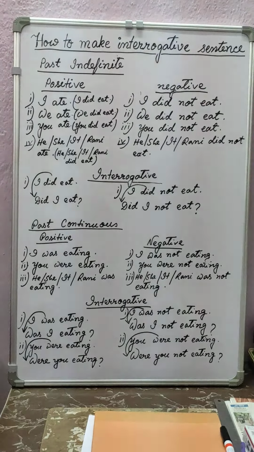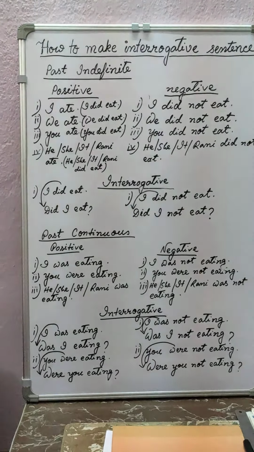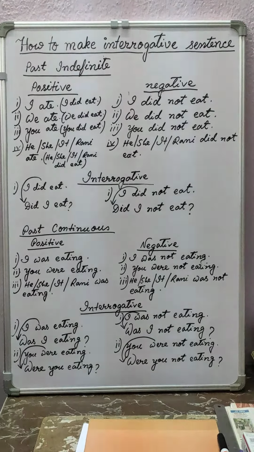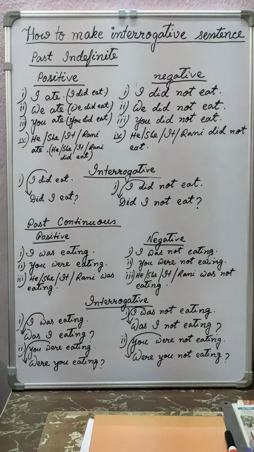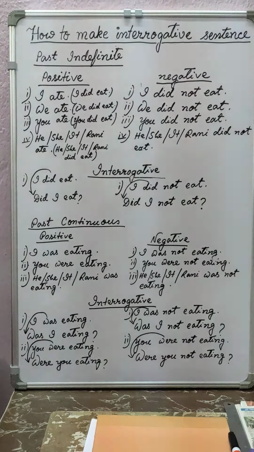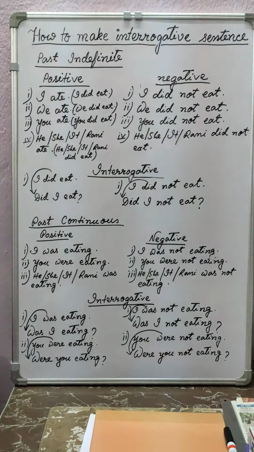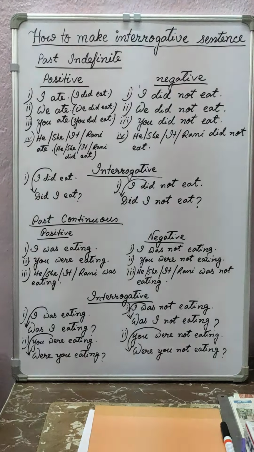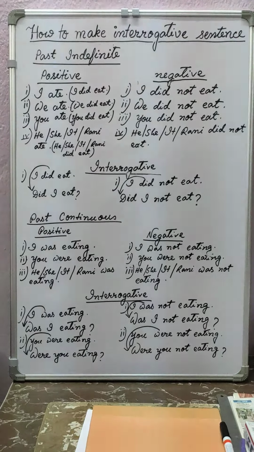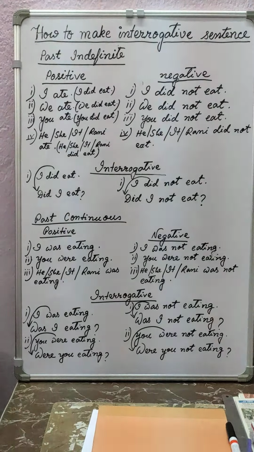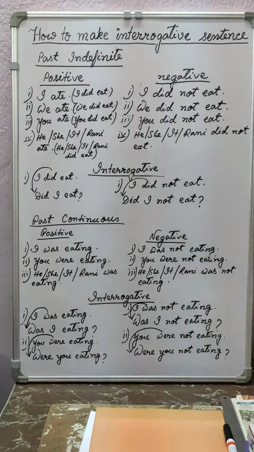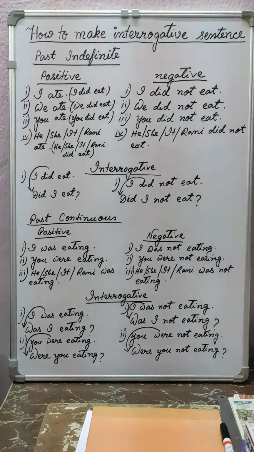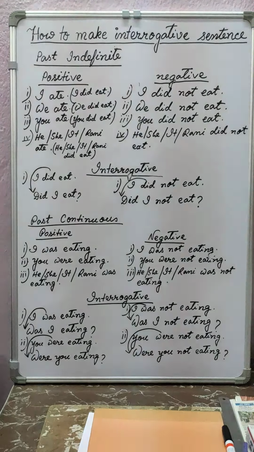See, a positive sentence in the past indefinite tense is: I ate. In another way, you can also write the sentence as: I did eat. And the negative sentence: I did not eat. We ate. Positive sentence, past indefinite tense: we ate, and you can write it as we did eat. Why do you have to write it?